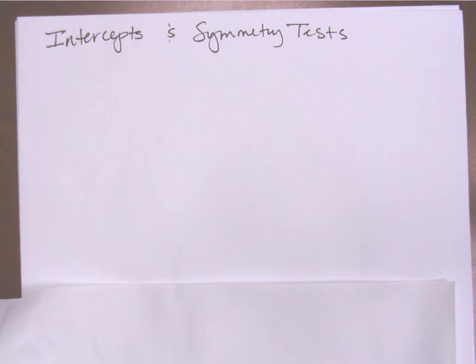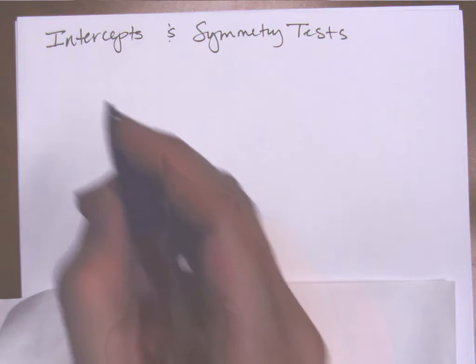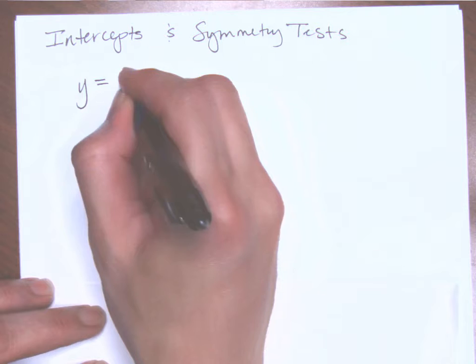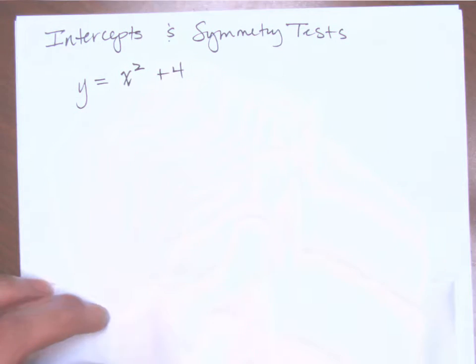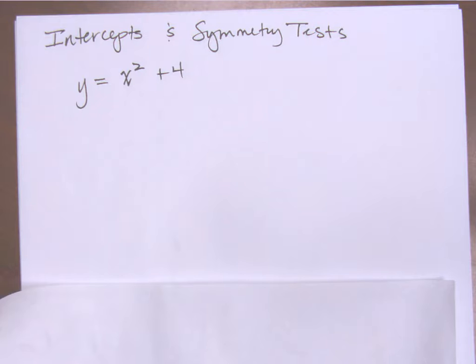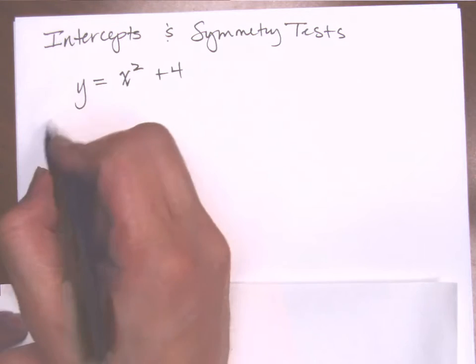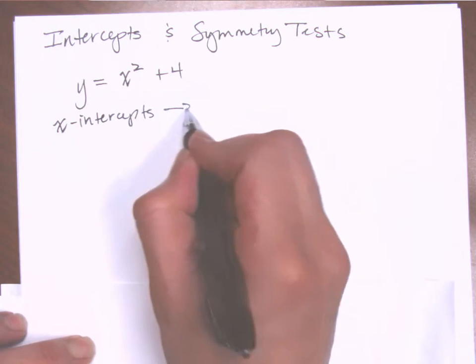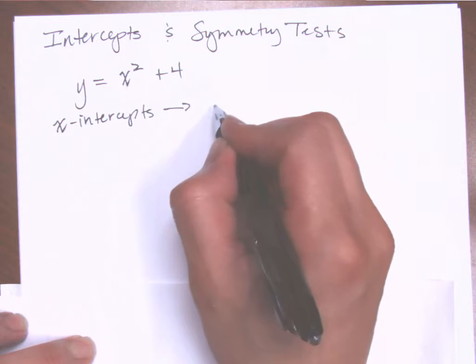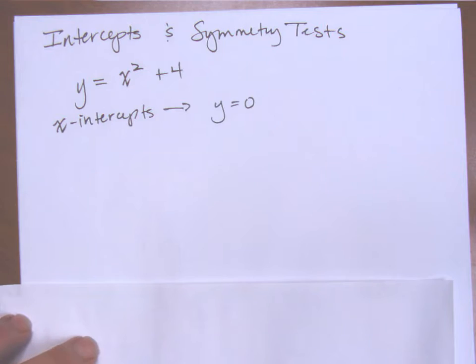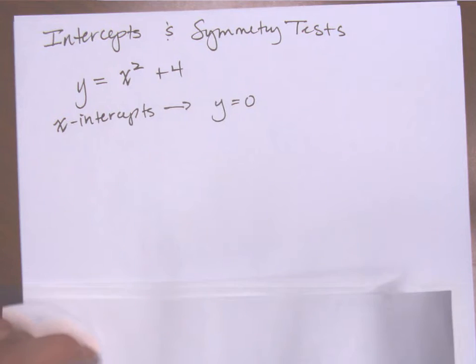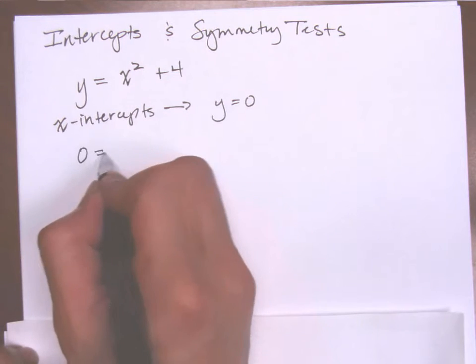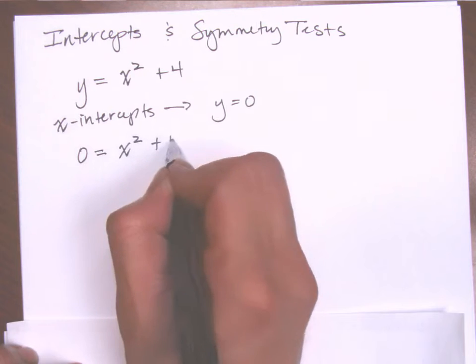We're going to look at another example of finding the intercepts and symmetry tests given an equation. So let's say I have y equals x squared plus 4. Let's start off by finding our intercepts. So let's look for our x-intercepts. Remember, this means I want to take y and set it equal to 0. So doing that, I've got 0 equals x squared plus 4.